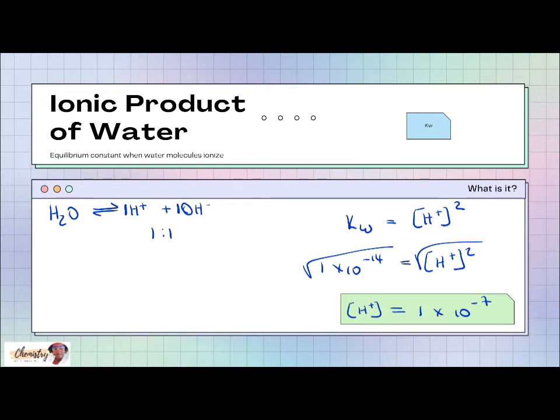And to find pH, our equation once again is pH is equal to the negative log of the concentration of hydrogen ions. That's negative log of 1 times 10 to the negative 7, which would be 7. This is why at room temperature, the pH of water is considered to be 7.